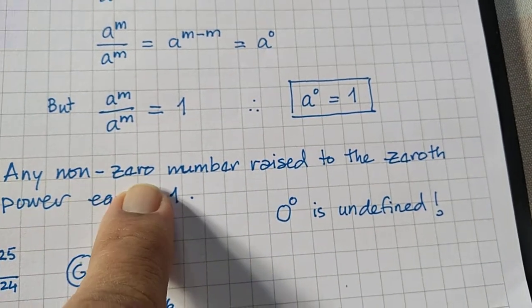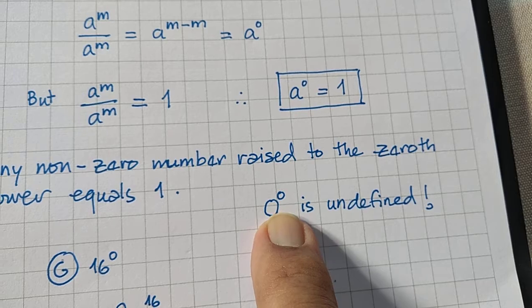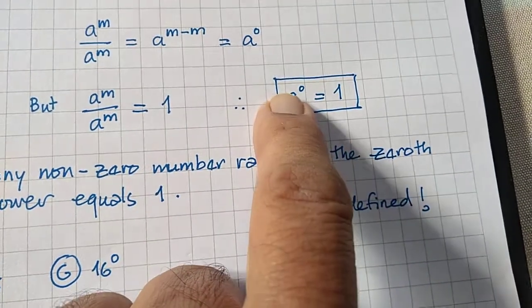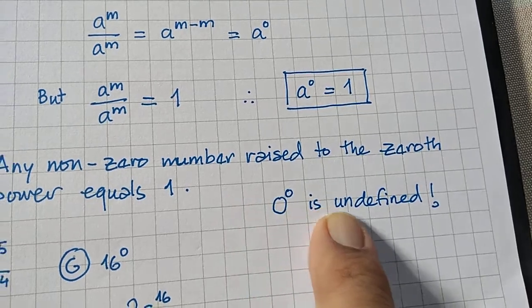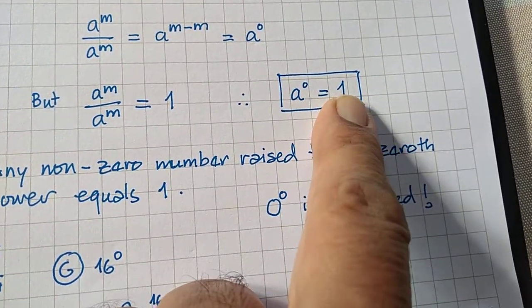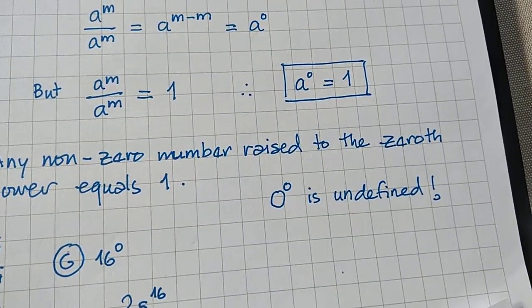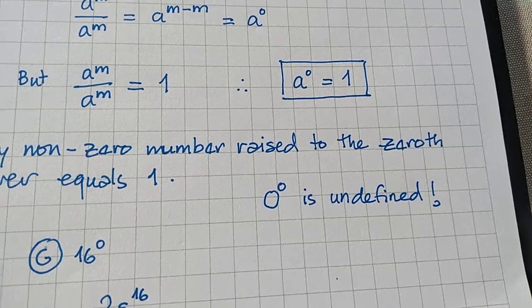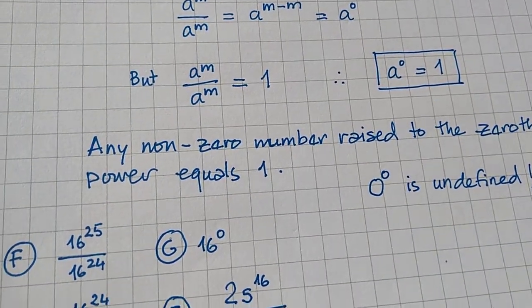Except that is non-zero number. 0 to the power 0 is undefined, because 0 to the power of anything should be 0, but we have also said here anything to the power 0 is 1. So 0 to the power 0 is undefined, but anything else to the power 0 is equal to 1. Negative number, positive number, fractional number, rational number, irrational number. Okay.